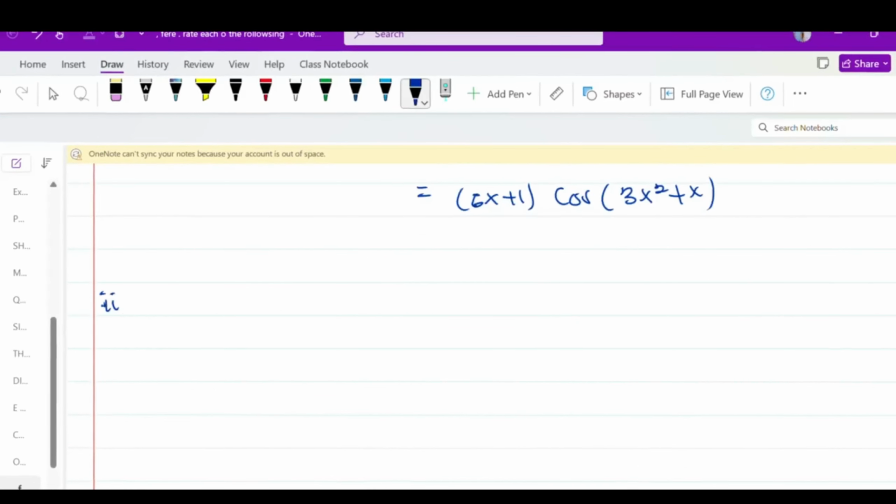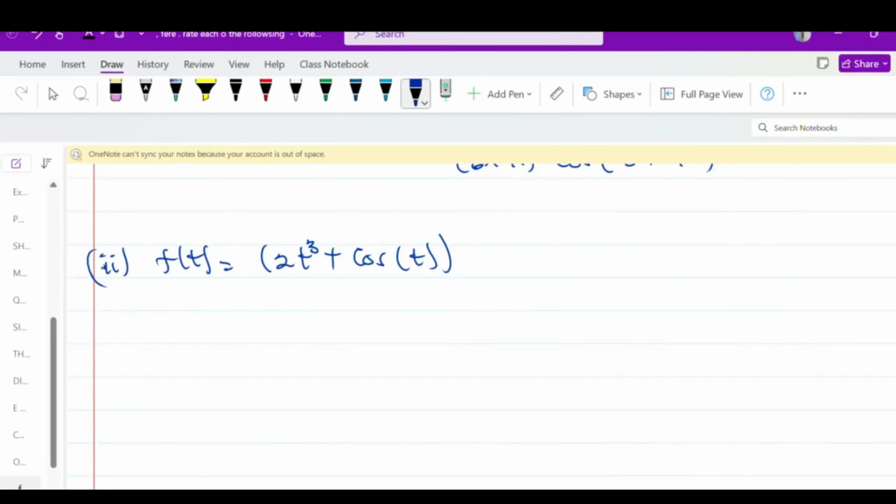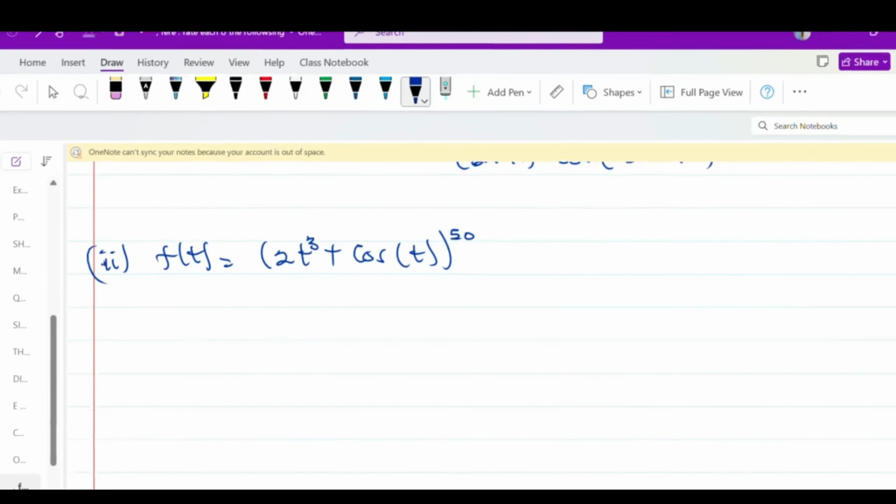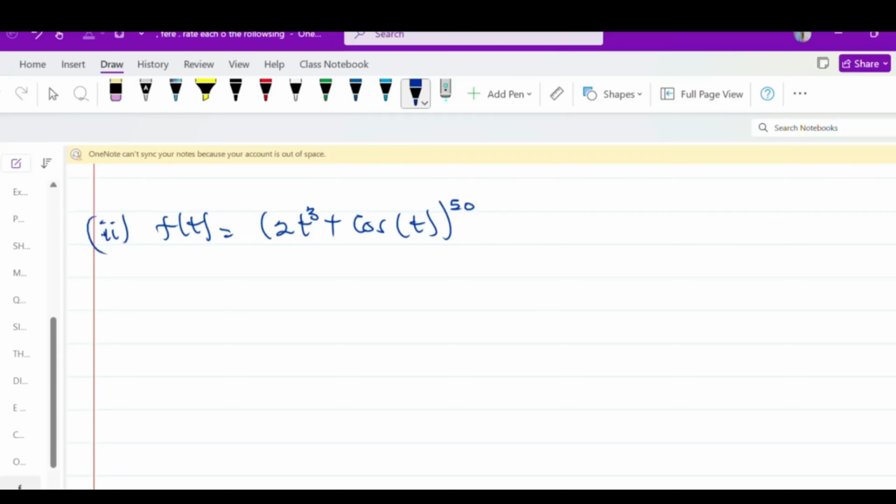So our second question, we have to differentiate f of t, which is equal to 2t cubed plus cos t, all to the exponent 50. And you can see that this function is a combination of the power rule and the chain rule. So our df/dt will be, we'll bring this 50, which is the exponent, in front here. Then we differentiate the function inside. When you differentiate 2t cubed, you're going to get 6t squared, plus when you differentiate cos t, you're going to get negative sine t.